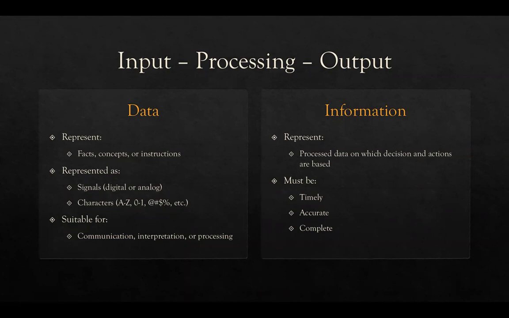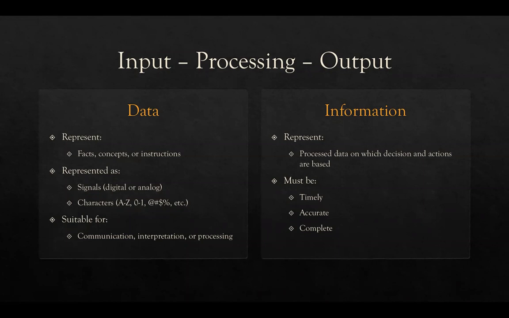Data is represented with the help of digital or analog signals, characters like the alphabet A through Z, 0 through 9, or special characters. Now, information, on the other hand, is organized and formatted data, which has some meaningful value for the receiver. It is the processed data on which decisions and actions are based.